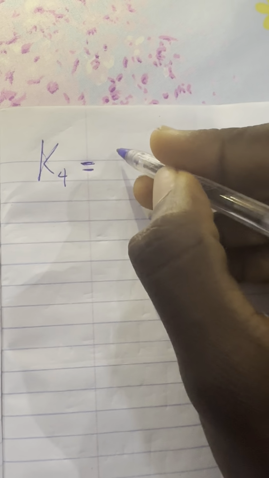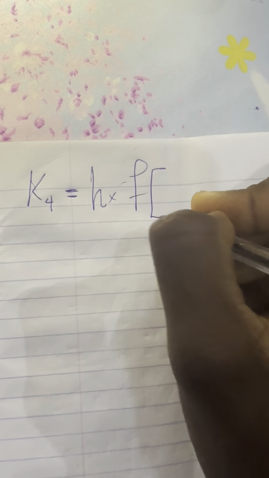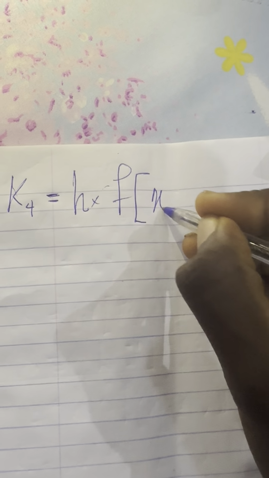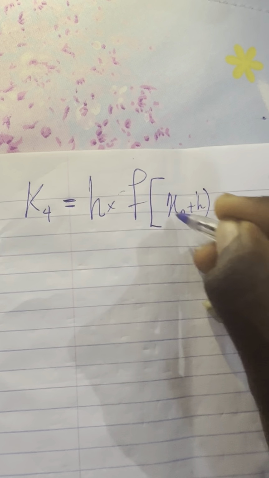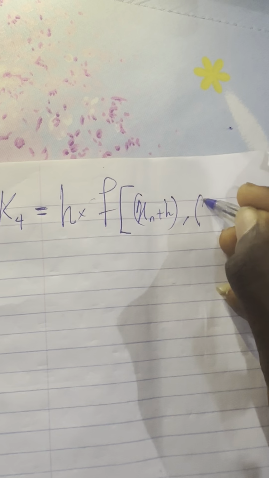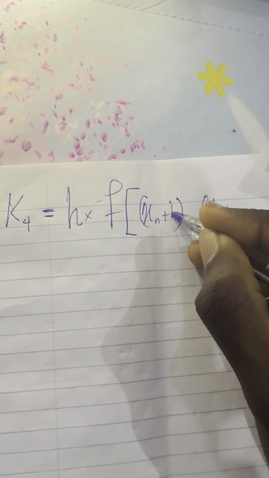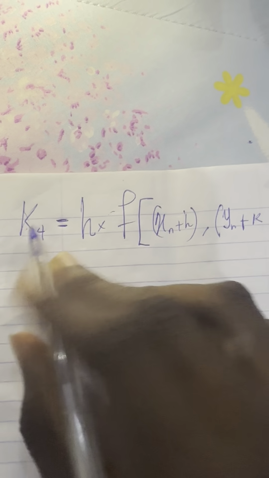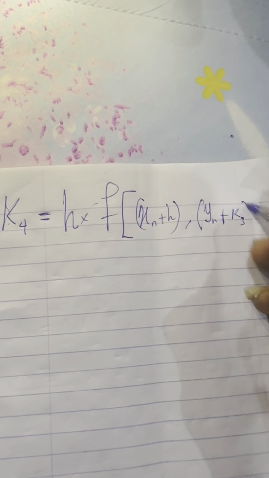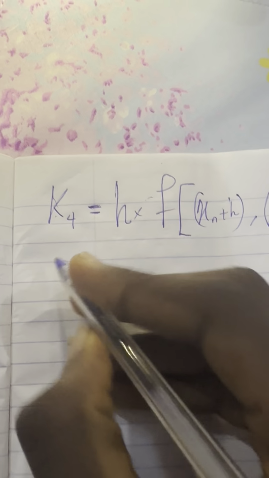For K4, you don't need to divide this template into half. So it's still made as h times f of, so remember that for K4 is just xn plus, instead of h over 2, just h, then comma, yn plus, instead of this one would now be k. What was the previous one before this? That's K3. So this is how K4 works.